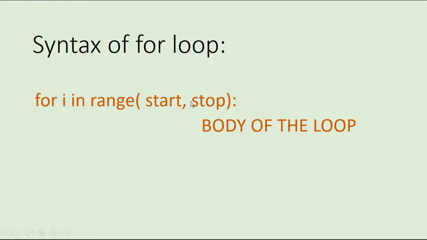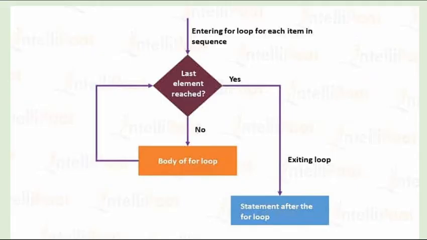If it has not reached the stop position, then the body of the loop will keep on executing. After execution of the body of the loop, again the value of I will change, and again with the new value of I, it will check whether it has reached the stop condition or not. If the stop condition is not reached, again the body of the loop is executed. To make it understood better, I'll show you the flow chart of a for loop.